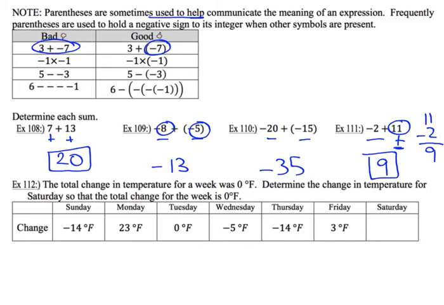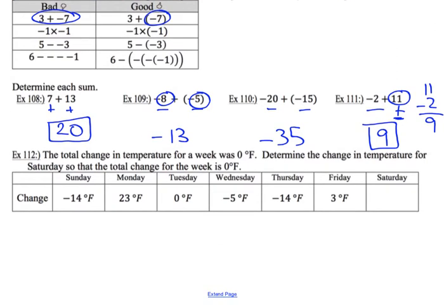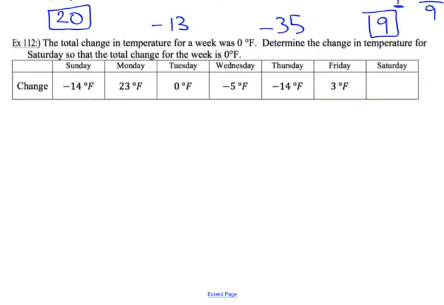Okay, the next example, you will find something like this on the test. And there are a couple of ways to approach it. I'll just do it kind of using the who wins model. The total change in temperature for a week was 0 degrees. Determine the change in temperature for Saturday so that the total change for the week is 0. So as we move through the week, it's going to be no change by the end of the week. It's going down and up and down and up all week long, but by the end of the week, it'll be where it started. So as we move through the week, it starts out at negative 14.